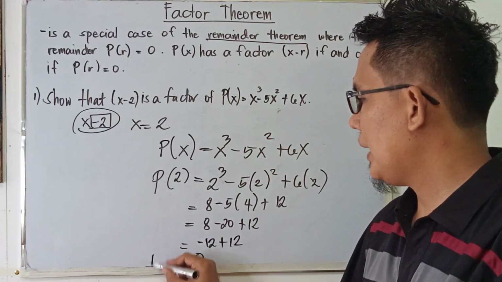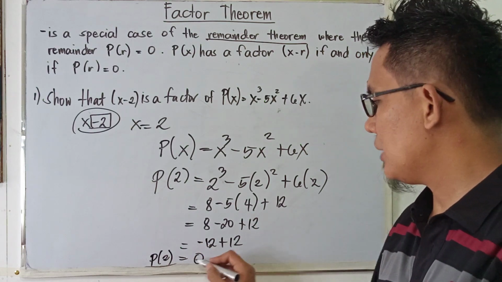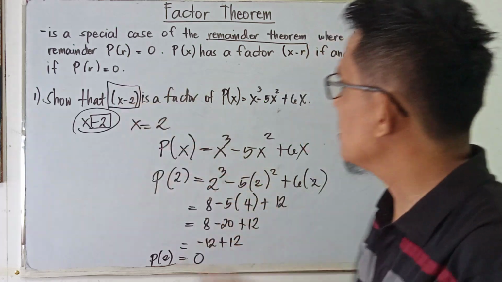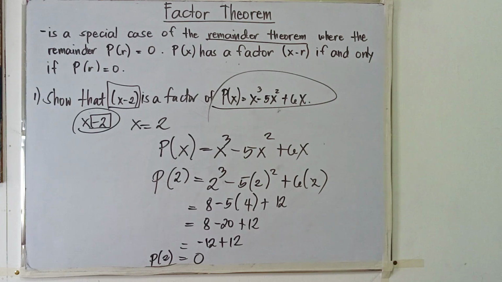Therefore, we can say that P of 2 is equal to 0, and it means that x minus 2 is a factor of our polynomial function. Easy.